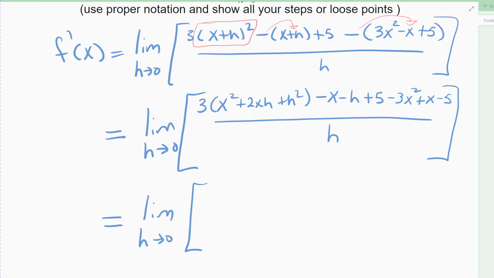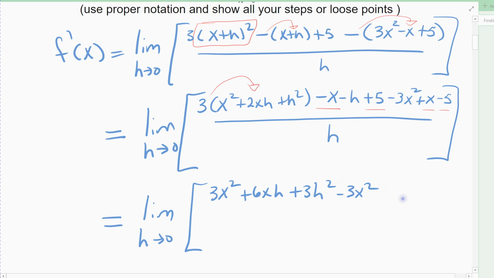All right, my next simplification. Well, I've got to distribute my 3. This negative x cancels with that positive x. This 5 cancels with that 5, and that's it. That's all I can do. And so we get 3x squared plus 6x times h plus 3h squared minus 3x squared, all over h.